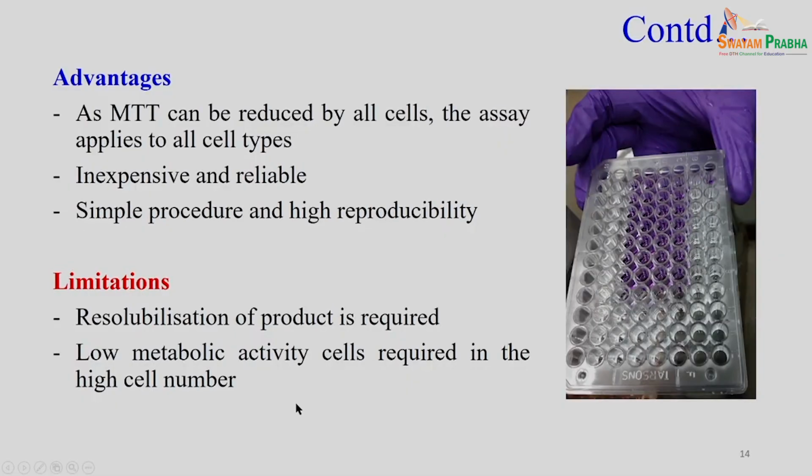Sometimes, if your material is also helping in cell proliferation, it may be much higher, even 200% or 300% as compared to control. The advantage of this method is that MTT can be reduced by different types of cells.